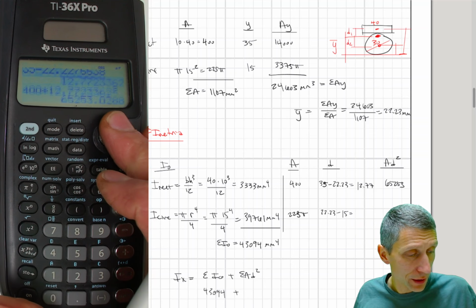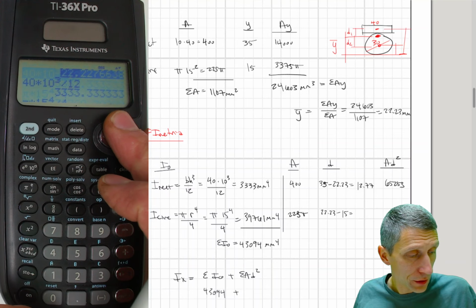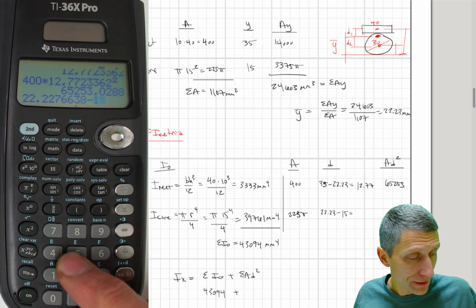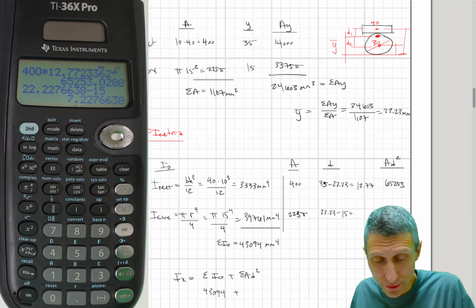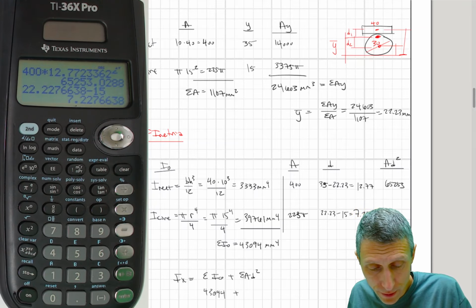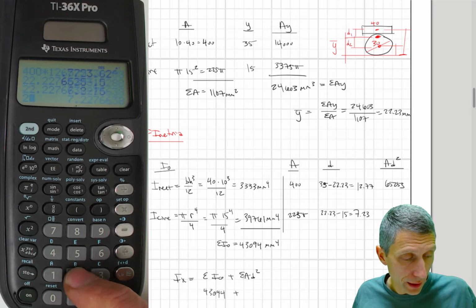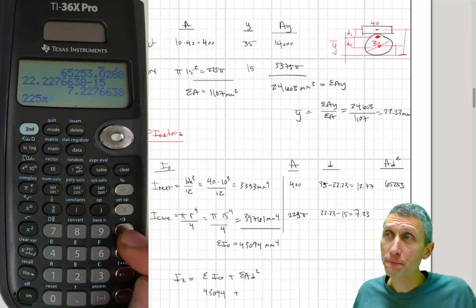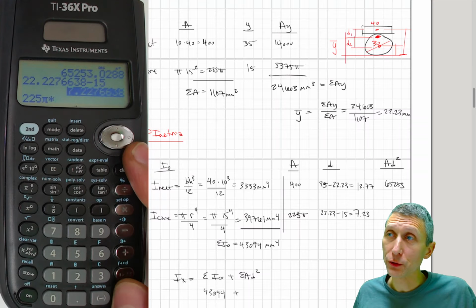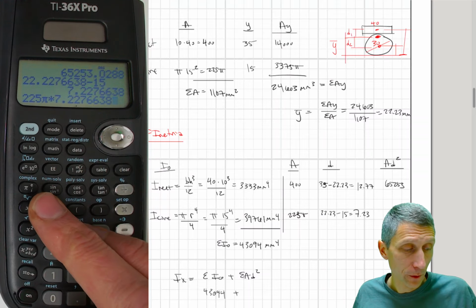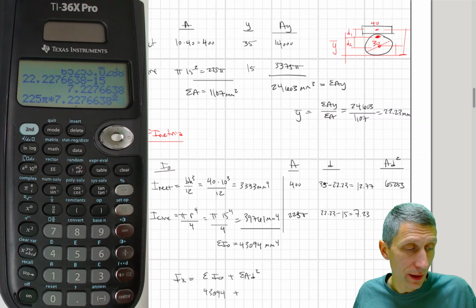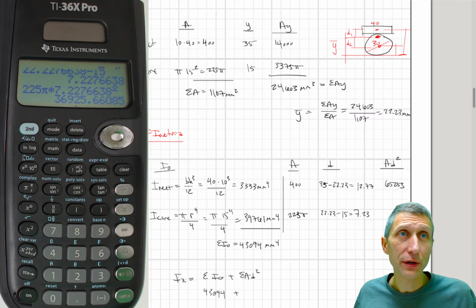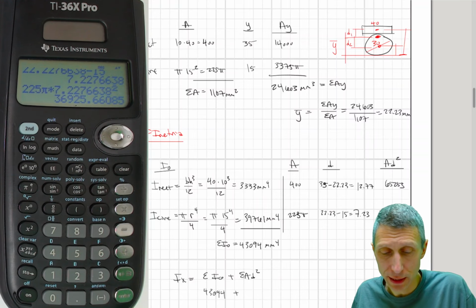Okay, and then let's do the other one here. Let's do our 22.23 minus 15. It's going to give me 7.23, right? And then what I want to do here is take my 225 pi times that value squared. So my A times D squared, and I get 36,926.